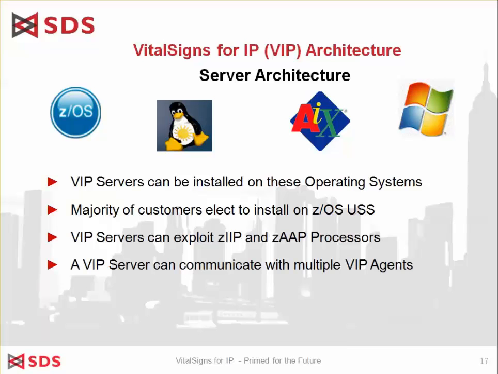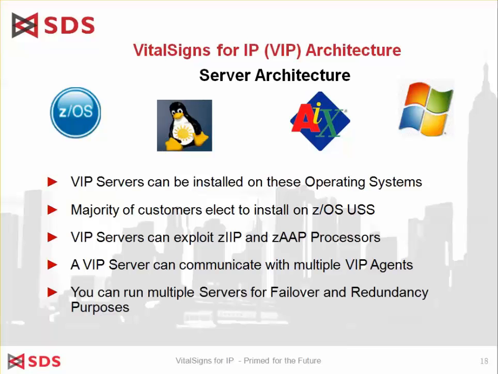So a VIP server can monitor and communicate with multiple VIP agents. For example, in your environment, you have multiple, say 10 LPARs. You can configure the VIP server to communicate with all these agents. From a failover and redundancy point of view, you can run more than one VIP server. In the event of the primary server being down, you can have your users connect to your hot standby or backup server by making use of a virtual IP address or VIPA, or simply have them point their browser to the backup server. Because the VIP agents can communicate with multiple servers, you are assured of seeing the latest information regardless of which server you're logged onto.